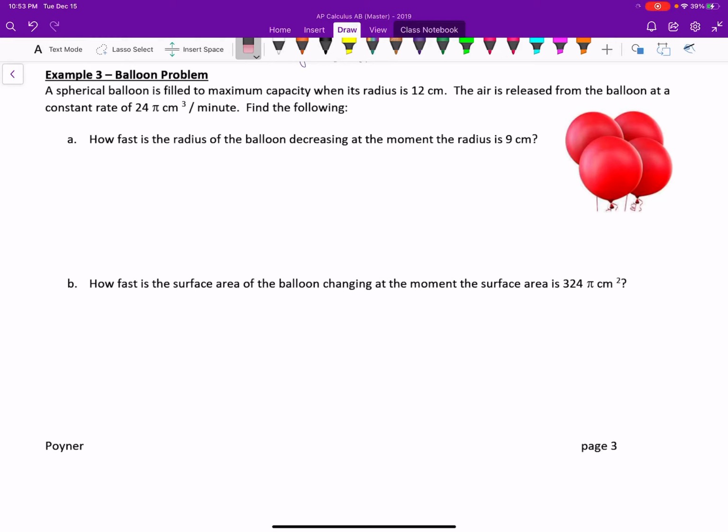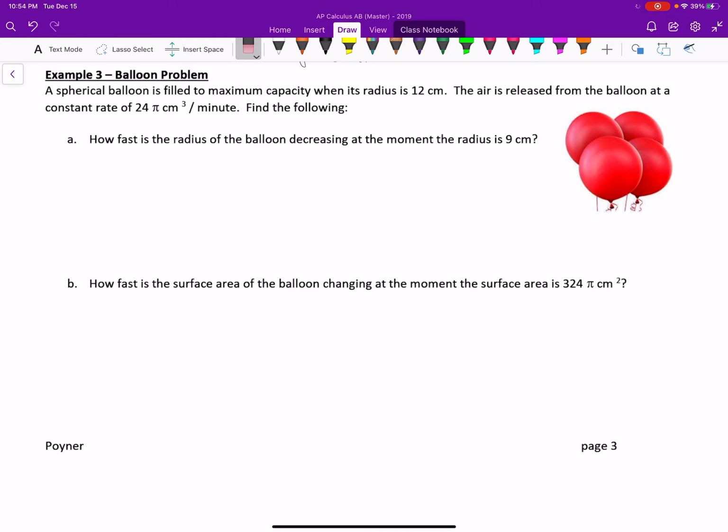Example 3 is a balloon problem. They like this on the AP exam. A spherical balloon is filled to maximum capacity when the radius is 12 centimeters. The air is released from the balloon. So now we're not increasing the size of the balloon, we're decreasing the size of the balloon at a constant rate of 24 pi cubic centimeters per minute.